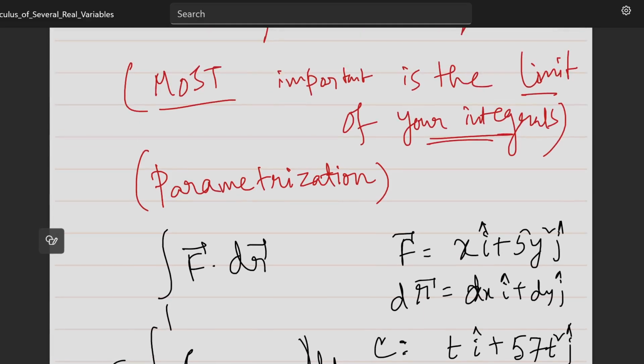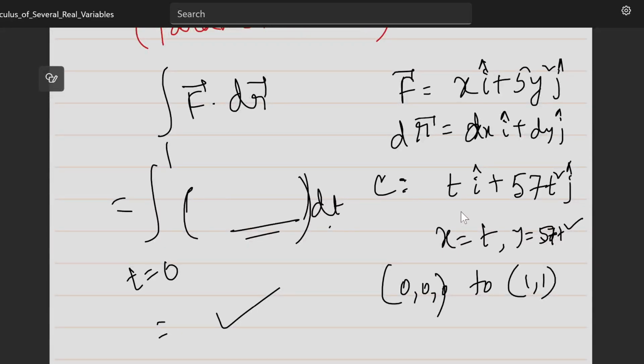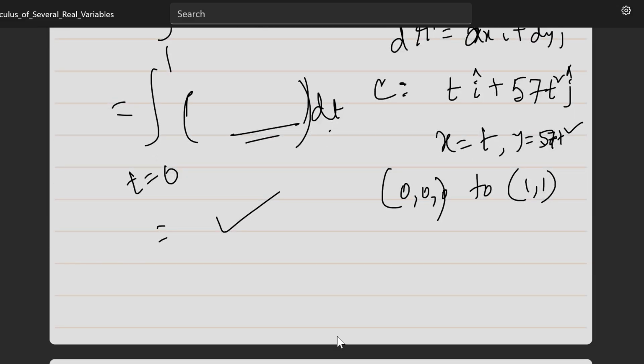If you don't want to parameterize, you will be in trouble, because the curve is given in the form of a parameter. So you should remember this. Similarly, F dot dr represents work done by a force F over some curve. Or if you have to find the length of a curve, you also have to do parameterization. I told this in my class, so please check that. Most important are these two: finding the limit and parameterization.